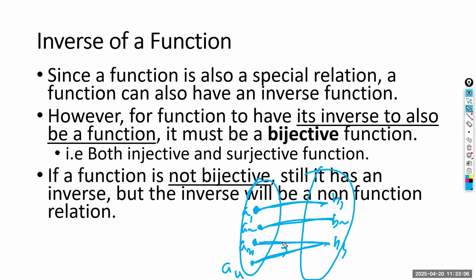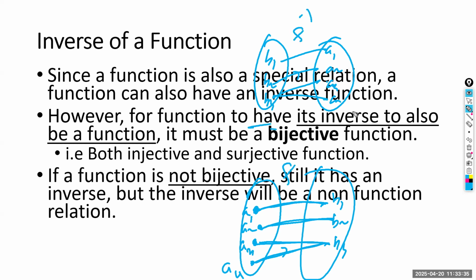But if you take the inverse of this, B1, B2, B3 and A1, A2, A3, A4. Now B1 is mapped to A1, B2 is mapped to A2, and B3 is mapped to both A2 and A3. If one value is mapped to multiple values, this is not a function. Of course, this is F inverse, but clearly it is not a function. So you can see when this violates the bijective nature, your inverse is not a function.